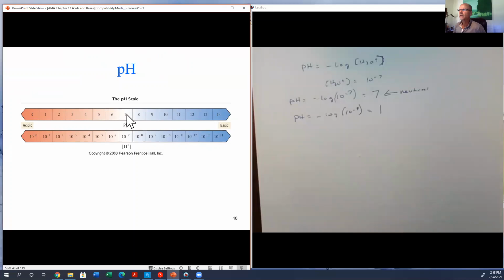7 is neutral. Anything above 7 is basic. Below 7 is acidic. Above 7 is basic. pH of 7 is neutral, right? You ever taken the pH of pool water, right? Usually try to get it to be neutral, right around 7. And this is the scale that that's measured on.